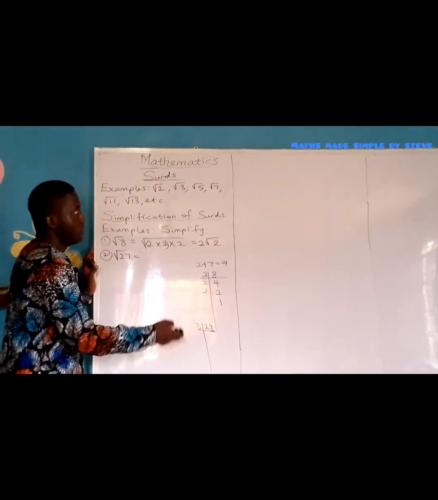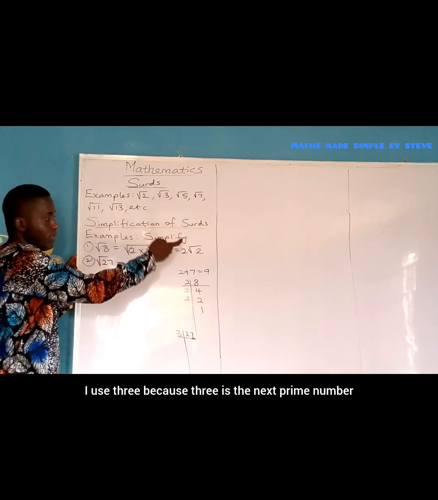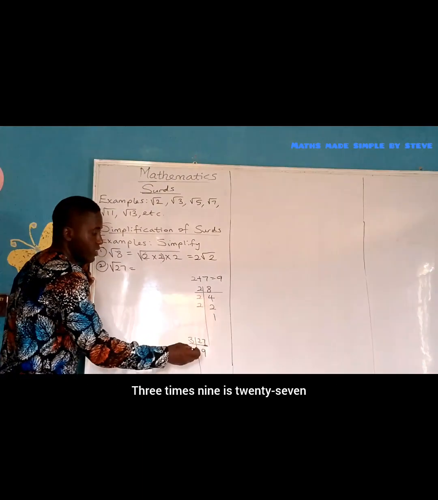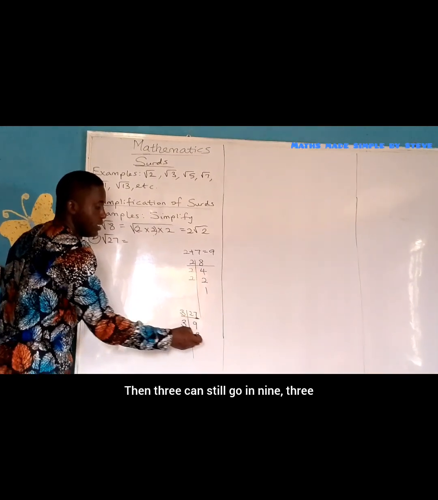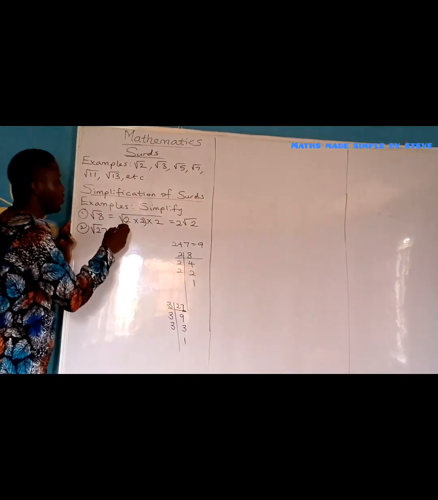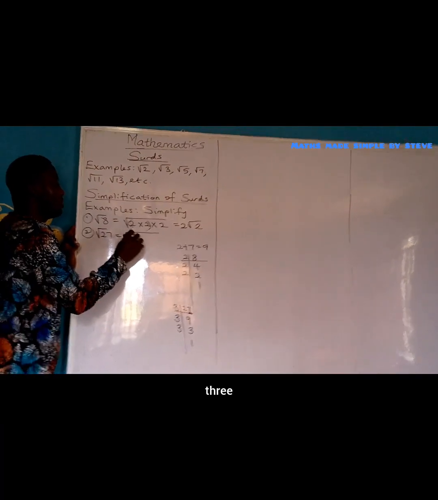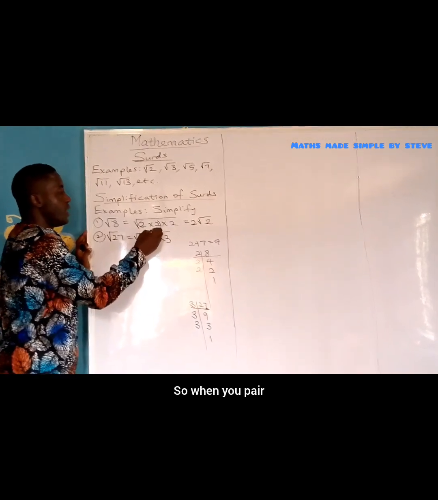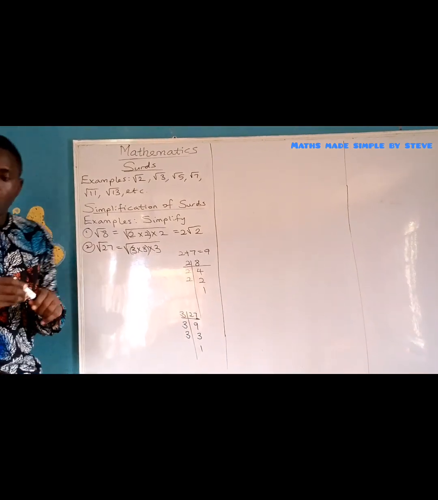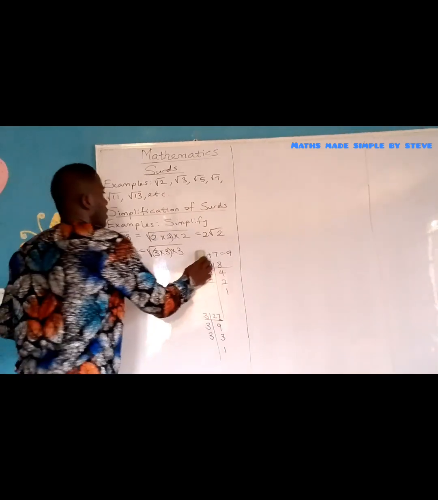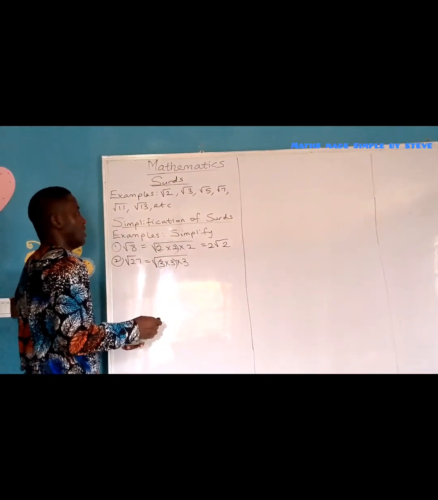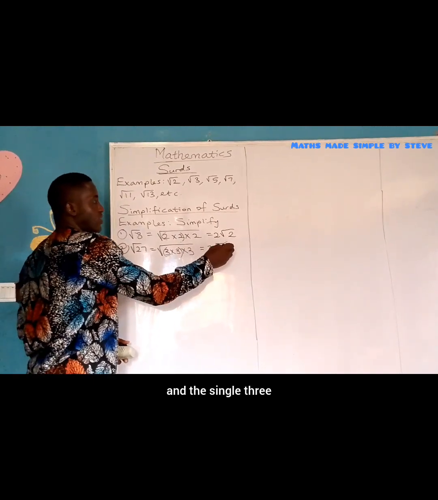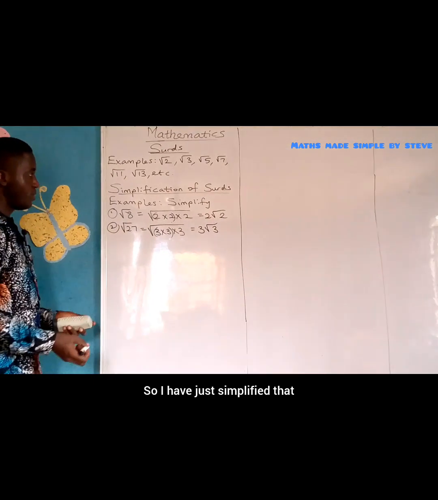I use 3 because 3 is the next prime number. Since 2 cannot go, I will try 3. 3 in 27 is 9. 3 times 9 is 27. Then 3 can still go in 9, 3. 3 can go in itself, 1. So 27 will be 3 times 3 times 3. When you pair, take one out of the pair, and the single 3, leave it under the root. So I have just simplified that.